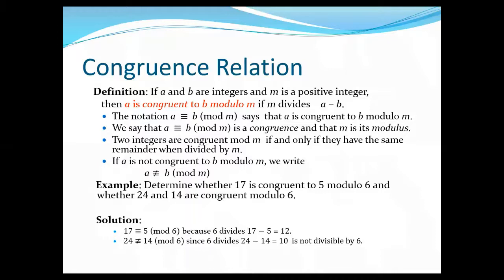Another problem. Are 24 and 14 congruent modulo 6? We subtract 14 from 24, the result is 10. And when we divide it by 6, the result is not an integer. Therefore, we don't have a congruence relation. That's why we have a slash in our symbol. So 24 is not congruent to 14 mod 6. So that's the congruence relation.